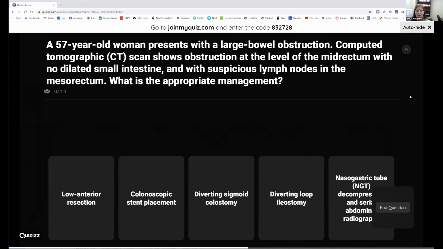Okay, next question. A 57-year-old woman presents with a large bowel obstruction. CT scan shows obstruction at the level of the mid-rectum with no dilated small intestine and with suspicious lymph nodes in the mesorectum. What is the appropriate management? Low anterior resection, colonoscopic stent placement, diverting sigmoid colostomy, diverting loop ileostomy, and NG tube decompression and serial abdominal radiographs.